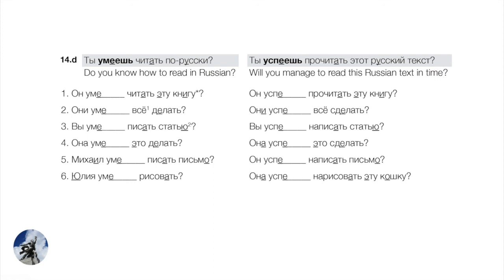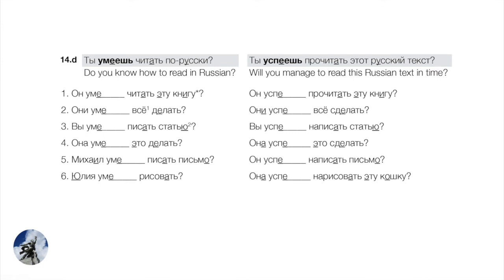Are you able to write an article? Вы умеете писать статью? Will you manage to get the article written? Вы успеете написать статью?